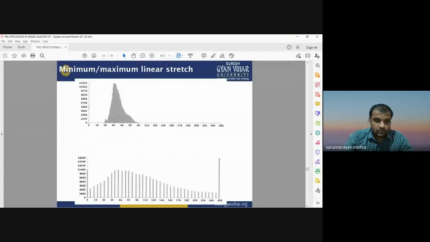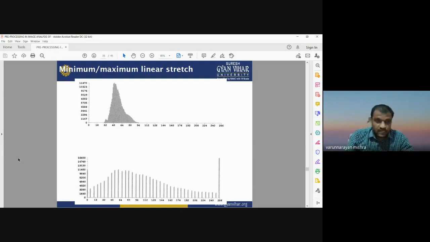So how can we do linear stretching? Suppose in the first figure the pixel values range from 32 to 96. This is the range of the pixel values in the original image, from 32 to 96. But actually this image is 8 bit, so the range of its pixel values should be between 0 and 255. It means it is an 8-bit image, so the entire radiometric range is 0 to 255.